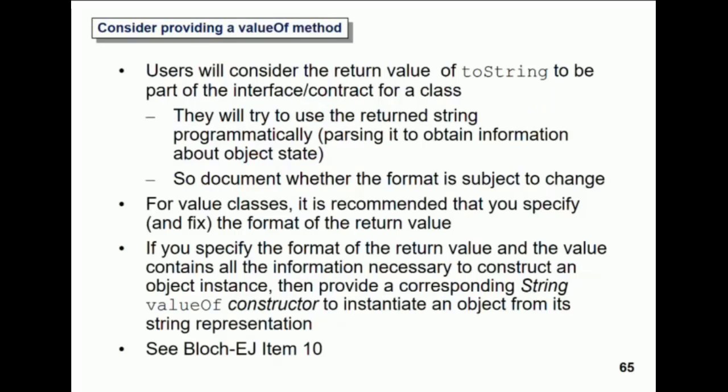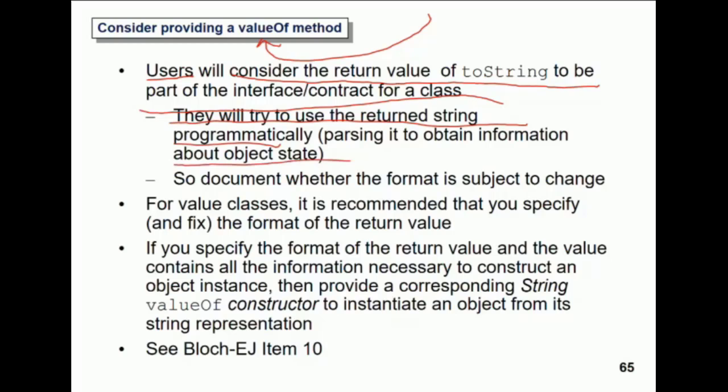This brings us to this important method here called the valueOf method. Always consider creating a valueOf method within your classes. The reason for writing a valueOf method is so you can automatically recreate an object from a string value. Users of your classes will almost always consider the return value of the toString method to be part of the interface or contract of your class. People will always assume that you have this method within your classes. They will try to use it for returning a string in order to get information about the object state.